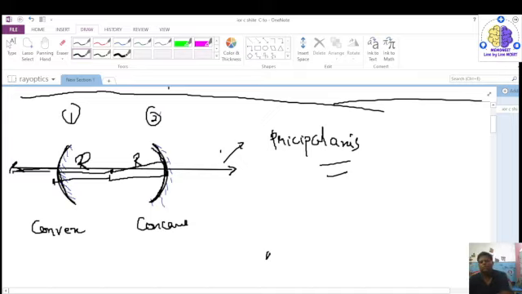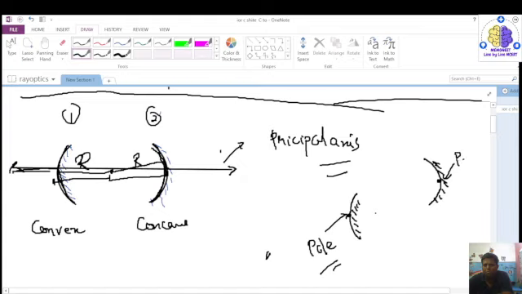Then suppose we have a convex mirror like this. Then the geometrical center of this convex mirror is known as the pole. This is for a convex mirror. Now, if this is a concave mirror, then this geometrical center will be the pole of this concave mirror, right? So this is known as the pole.